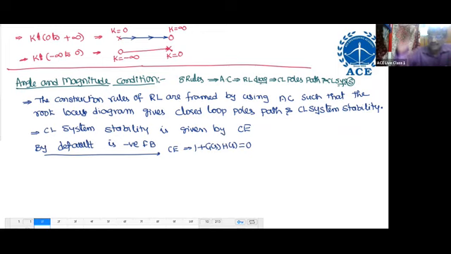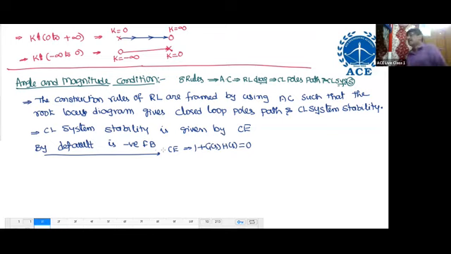Angle condition, AC means angle condition. MC means magnitude condition. Okay. So by default, consider negative feedback: 1 plus GH equal to 0.